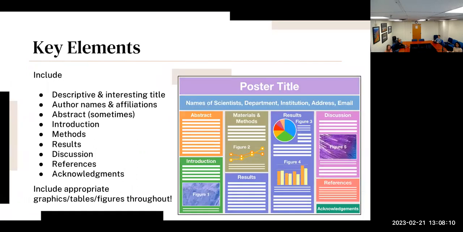So this is a good layout to look at as what you might want to include and where, and to see the flow of it. You can have a descriptive and interesting title. This is something I've now learned to love, creating interesting, fun titles. Jenna knows about this with our current one, trying to make sure that they stand out and attract attention.